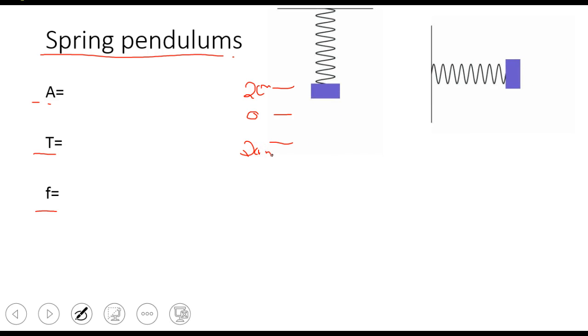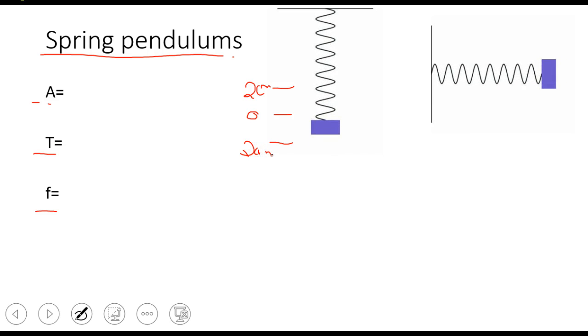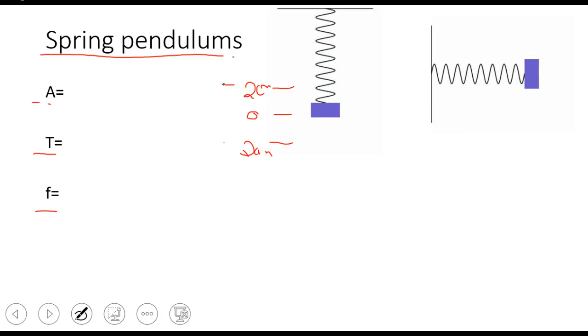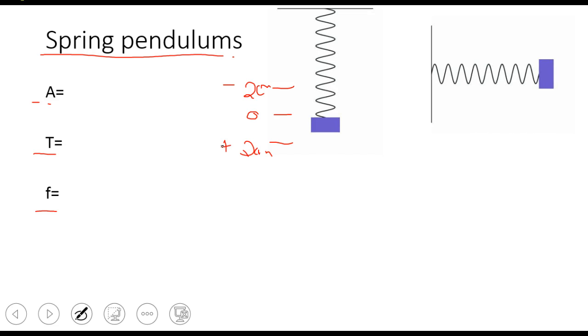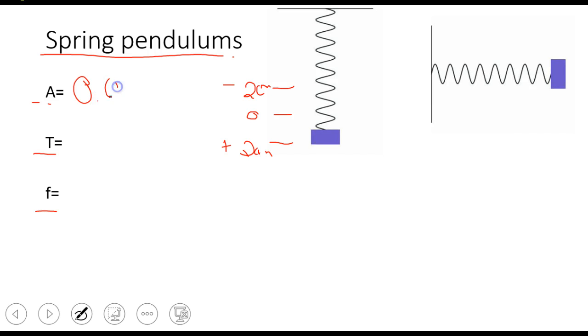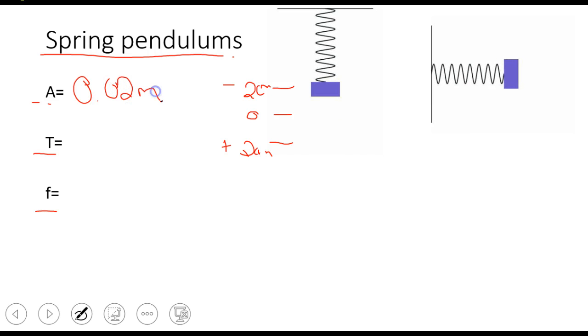And so this would be like a negative 2 centimeters, right? This would be like a positive 2 centimeters, and it's oscillating back and forth, and so its amplitude I can go ahead and say is 0.02 meters.